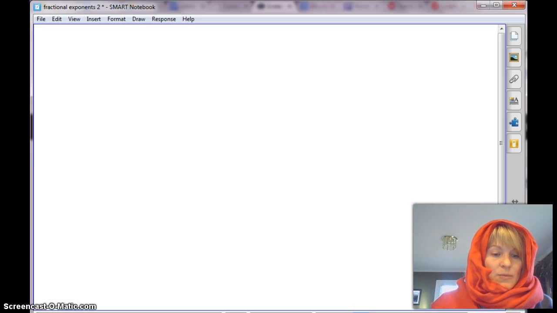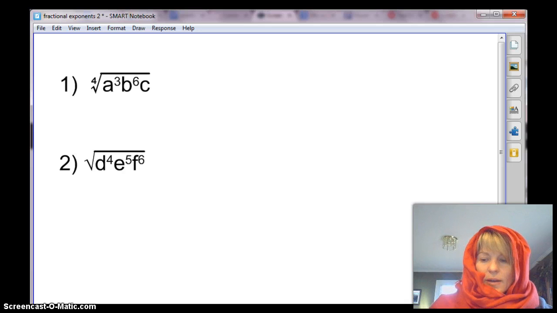Okay, so next I'm going to have you try these 2 problems and put them in fractional exponents, and then we'll talk some more about this in class tomorrow.